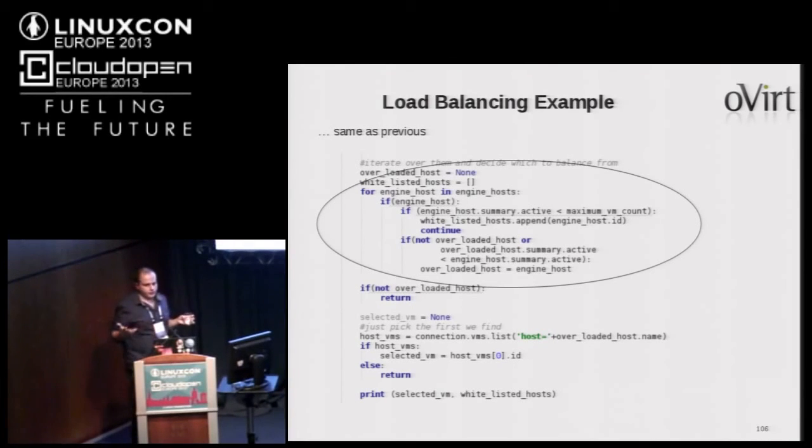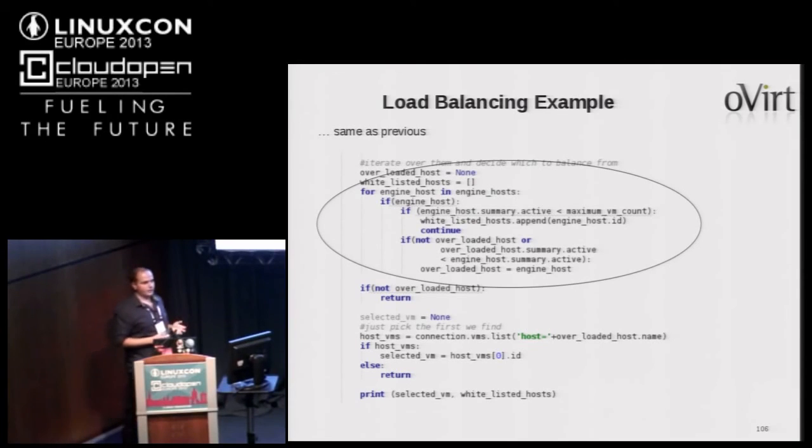Everything is okay. We don't need to do anything. But if we found a specific host that is overloaded, which means it has more than the maximum number of VMs, then we pick a VM and we say, please migrate this VM to one of these whitelist hosts. The whitelist hosts are the hosts that have less than the maximum number of VMs running.